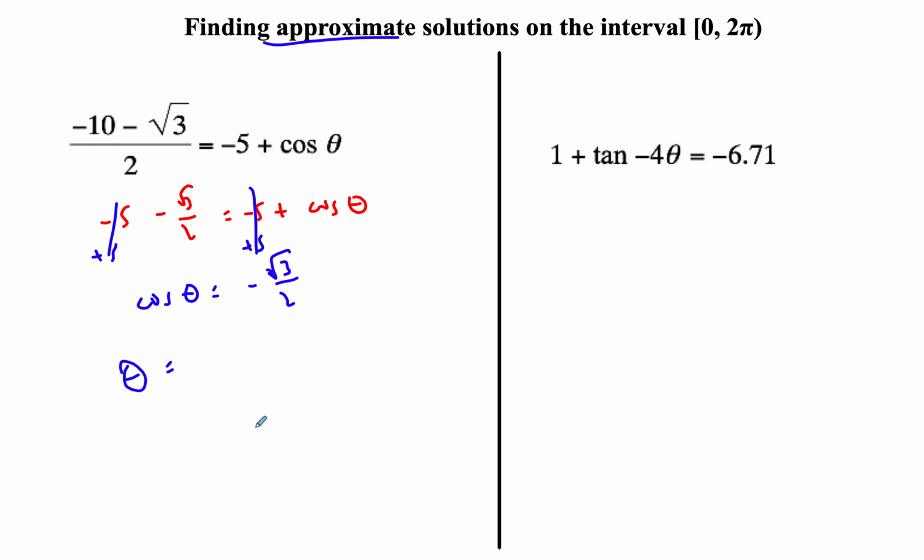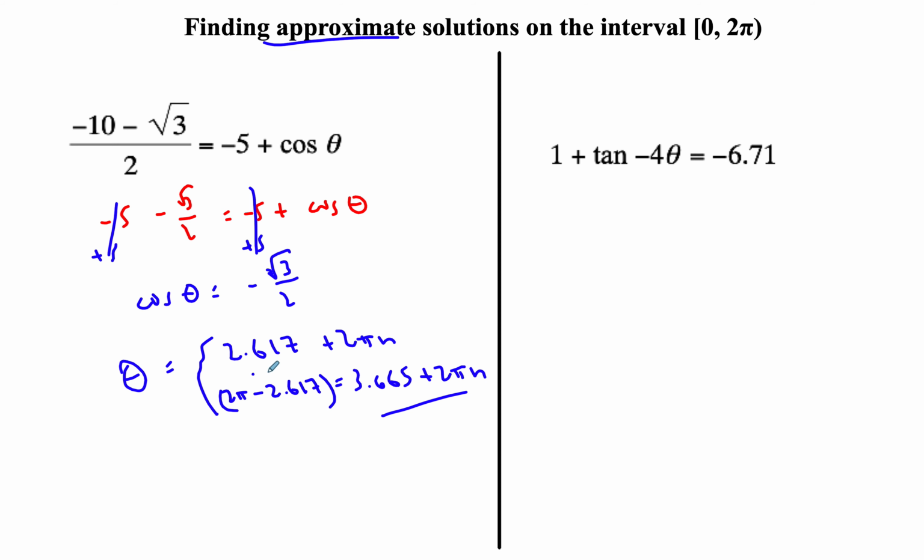So I run this through Desmos, and what do I get? I get 2.617. That is, I took the arc cosine of negative root 3 over 2. Don't forget your plus 2 pi n, right? And then I'm going to take 2 pi minus this solution, right? Which, by the way, equals 3.665, right? Plus 2 pi n. So these two things are the solutions, and I'm done. It doesn't matter if these are positive or negative in the end. I'm done. So let's try this one.